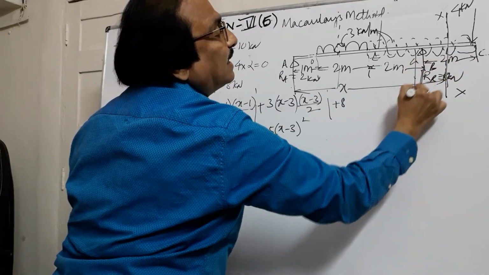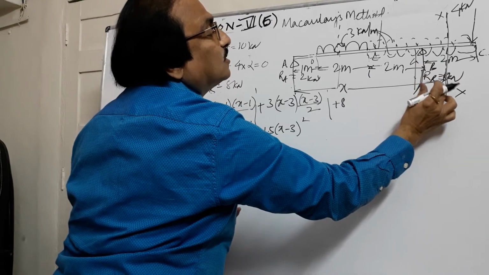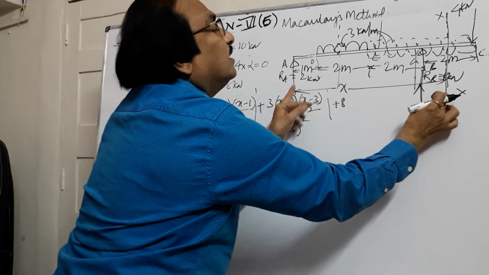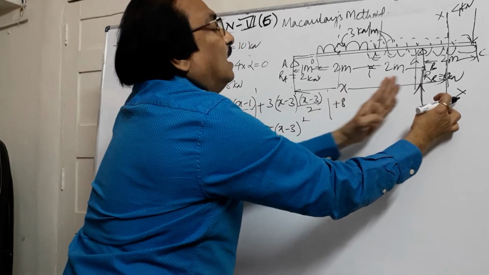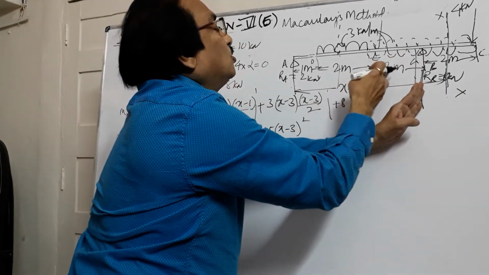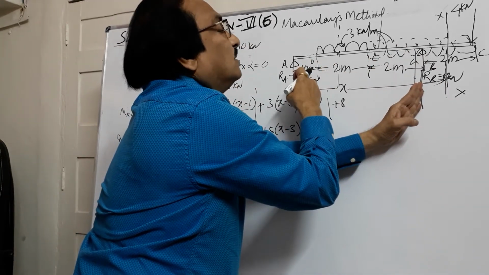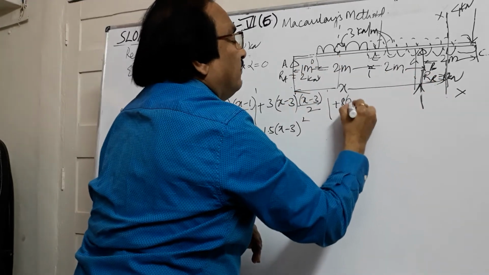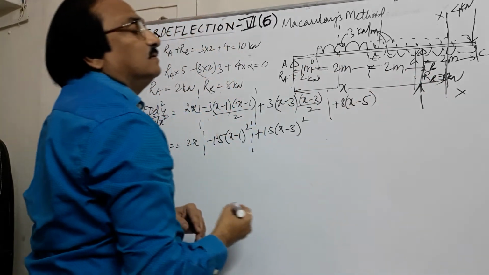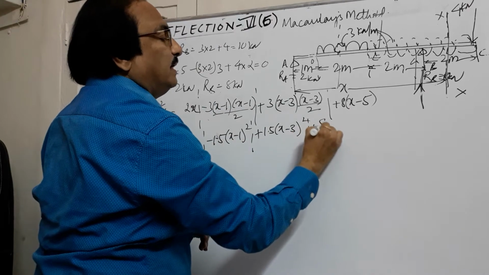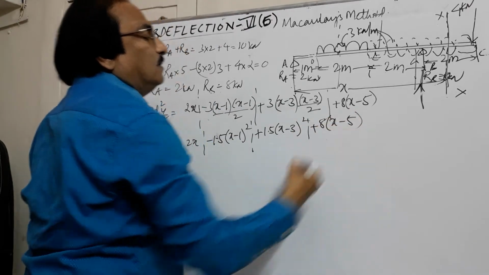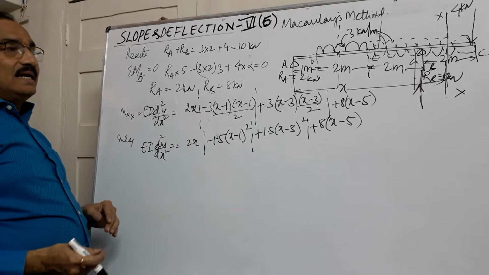This is RB acting upwards, so we need this distance. So this distance will be from here to the section, it is x, and I want to remove this portion, so it will be 2 plus 2 plus 1, so it will be x minus 5. Please take care of this. Plus I'll add here simply 8 into x minus 5. So 3 loads are acting there.